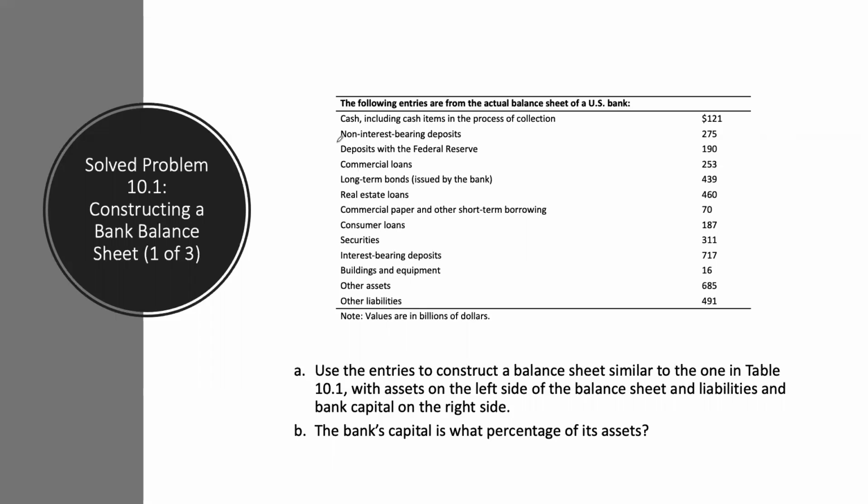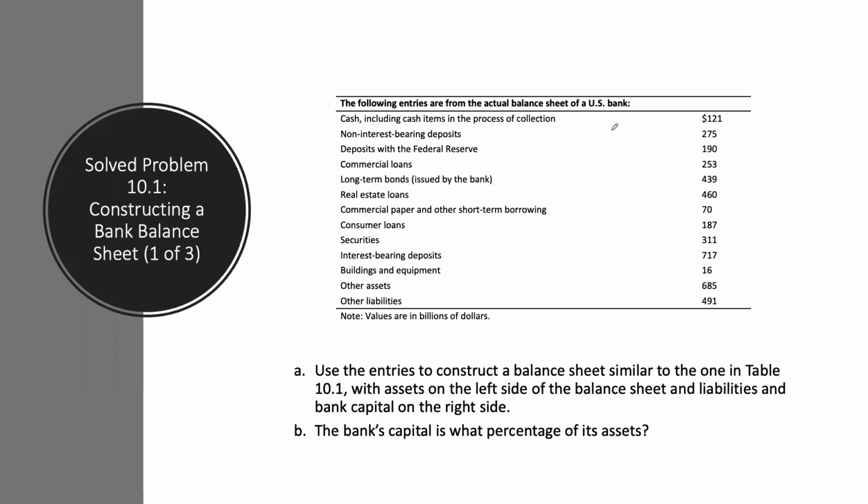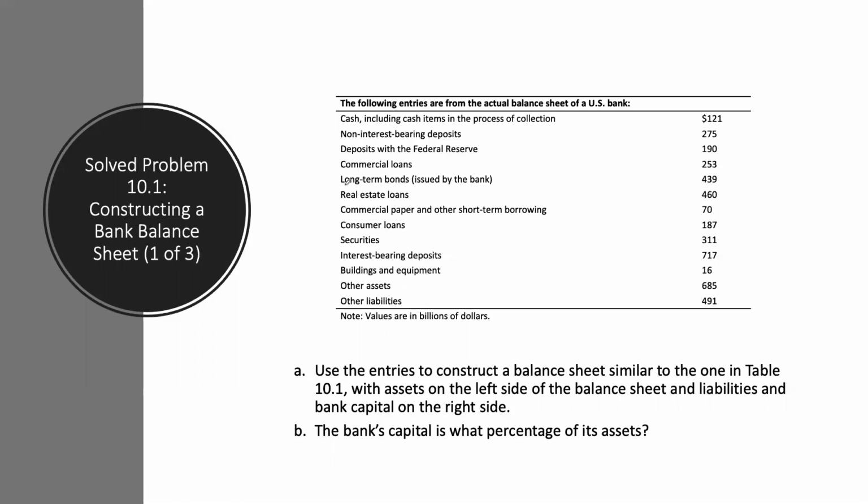Non-interest bearing deposits, a deposit is a liability to the bank. Okay, so cash I put on the asset side, non-interest bearing deposits I put on the liability side. Deposits with the Federal Reserve, this is a claim on the Federal Reserve that the bank has. What is it? It is an asset, so it goes here on the asset side. Commercial loans are assets to the bank, so commercial loans go on the asset side of the bank.